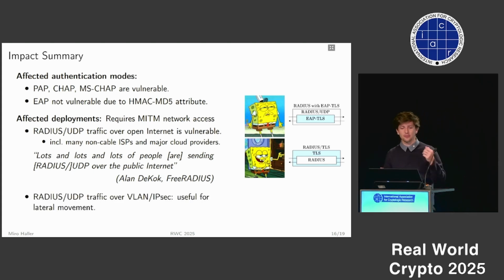Now, if your deployment sends RADIUS traffic over a separate VLAN or an IPsec tunnel, then the adversary would first need to compromise that network. But once they have compromised it, they could use BlastRADIUS to spread onto all devices that use RADIUS for authentication over that network.